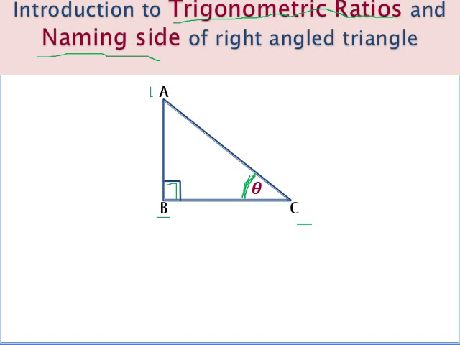Now, when we're naming sides, the side that is opposite to the 90 degrees has a special name. We call it the hypotenuse. That side is denoted by the letter H. In most cases that side is the longest side in the right angle triangle because it's opposite to the 90 degrees angle.